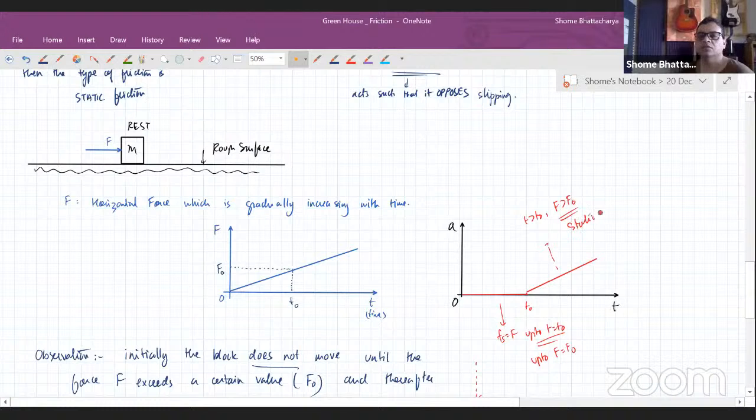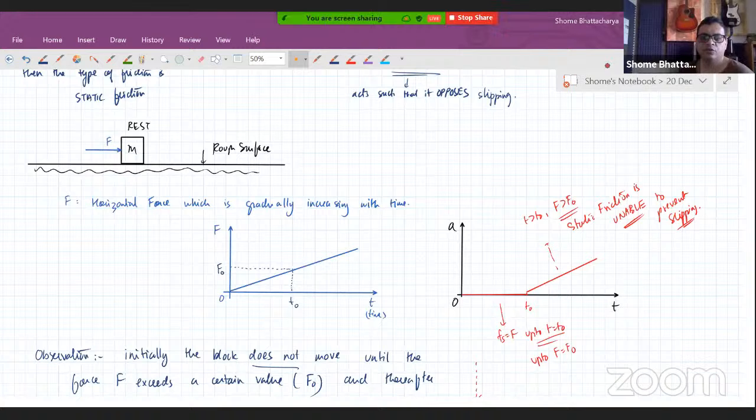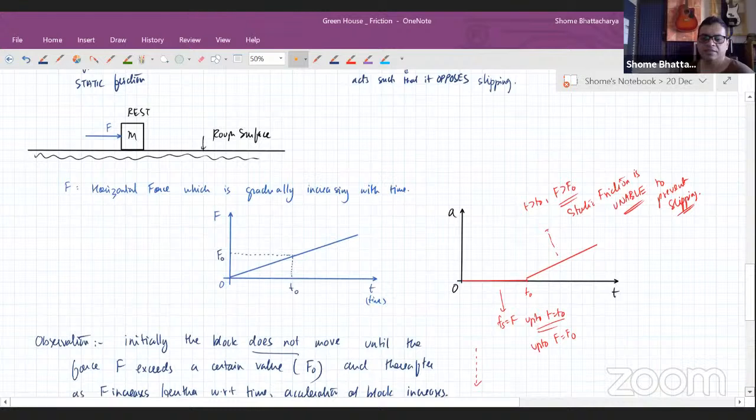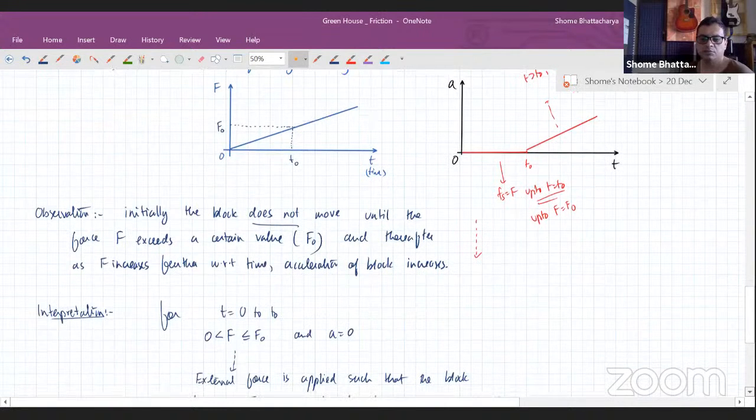Static friction is unable to prevent slipping. Okay. So that means there's a limit up to which static friction can do its job. No, we will come to that. Yes, F naught is not static or kinetic friction. Okay, F naught is the external force's limit. So we'll come to that.